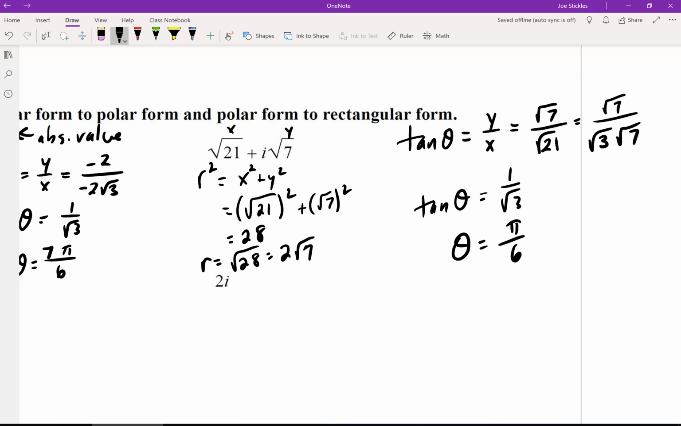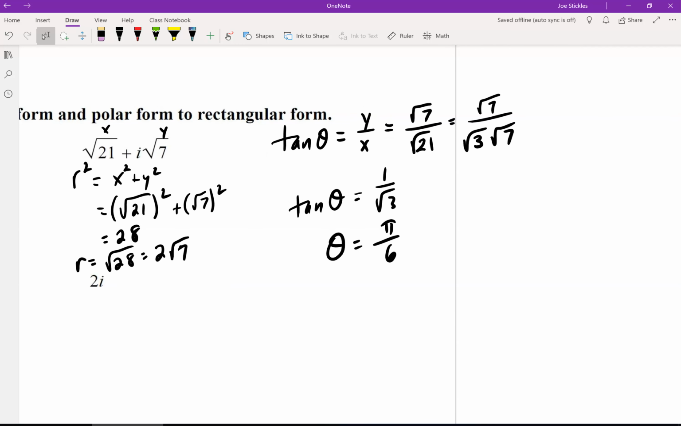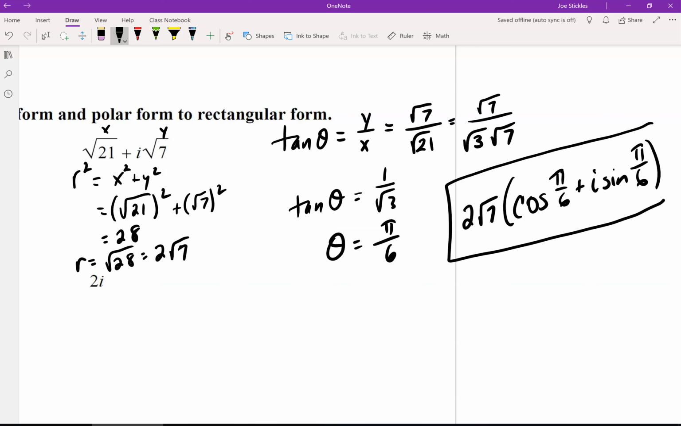So remember, again, we need to go back and look at the number. The number here is a positive x, it's a positive y. That means if I plot the complex number, it'll be in quadrant 1, and pi over 6 is the correct angle in that case. So your polar form is going to be 2 square root of 7 times cosine of pi over 6 plus I times sine of pi over 6. Again, no simplifying. We just put the r in and the cosine into that form for the polar form, and that's it.